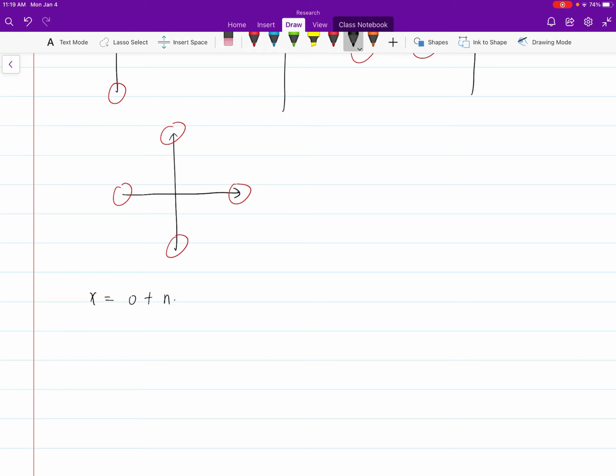zero plus a multiple of pi over 2. You do it once, you are here. Do it twice, you are here. Do it 3 times, you are here. Do it 4 times, you complete the whole cycle. And just keep repeating. So the final answer is just this.